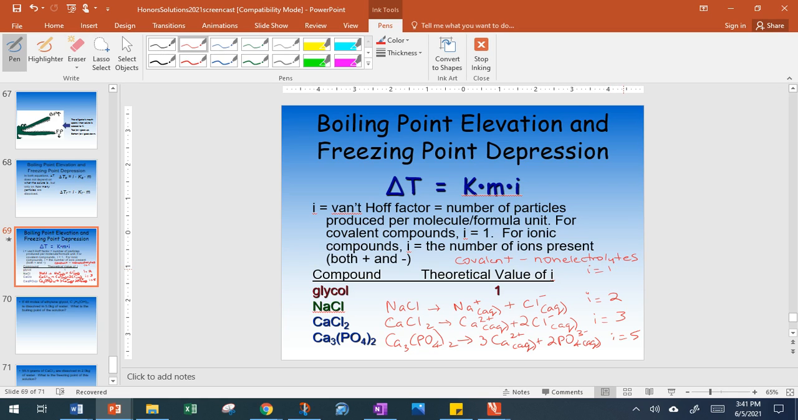And for ionic compounds, you have to look at the formula, determine how many ions, cations, and anions you have. You have to use the subscripts to figure that out. And then you can calculate the i. Okay, so I want to go over a few different problems to show you guys the problem-solving process. So I'm going to do one on this slide here.